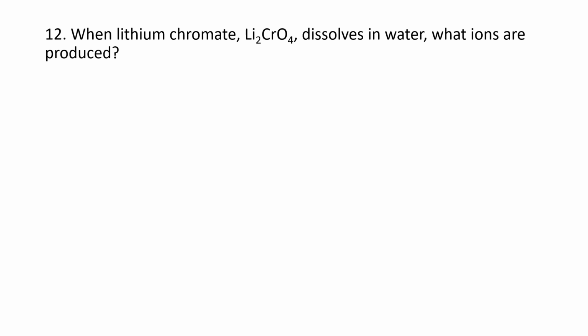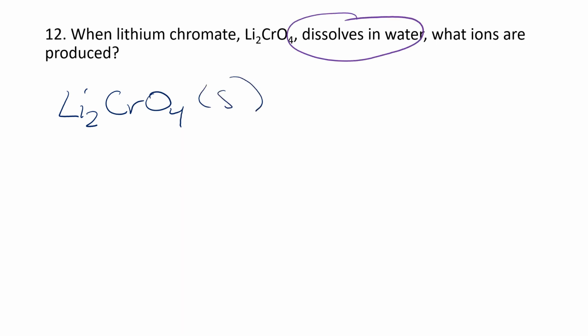Chapter 17, question 12 says when lithium chromate dissolves in water, what ions are produced? Okay, so let's set everything up. I'm starting with Li2CrO4. They want you to get that it dissolves with water, and you might think you put water right here. But technically that water is not going to be attaching to any of the lithium or the chromate, because it is a compound that will ionize completely.